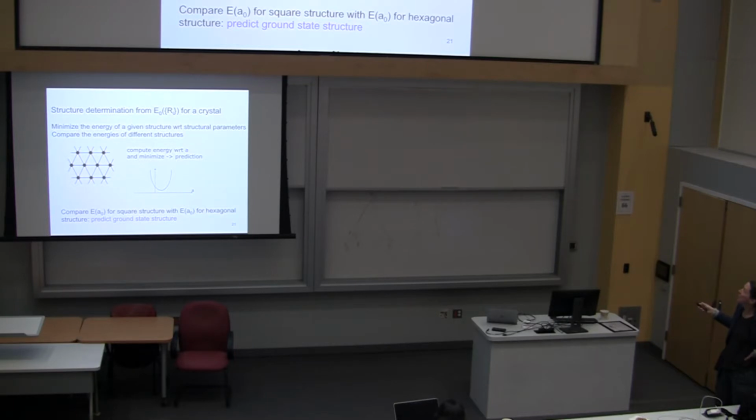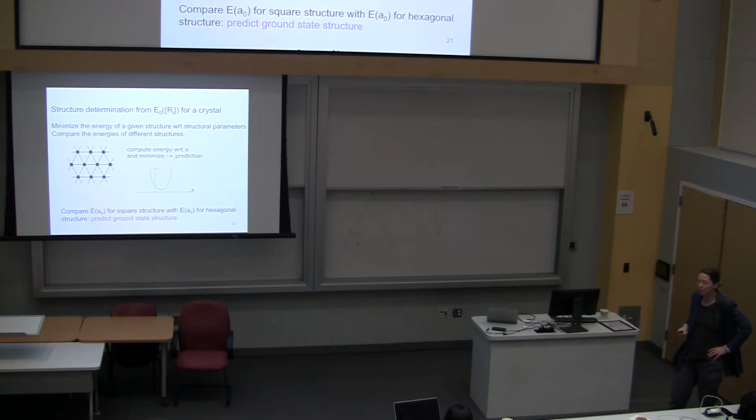Of course, I can compare the energy of a square lattice with the energy of a hexagonal lattice or different structures. I'll do the computation again, minimize the energy again, and I can predict whether this thing will prefer to be in the hexagonal or the square structure by seeing which one has the lower energy. This is well, not so hypothetical anymore, since we're looking now at a lot of monolayer crystals. That's the way I can predict the ground state structure.